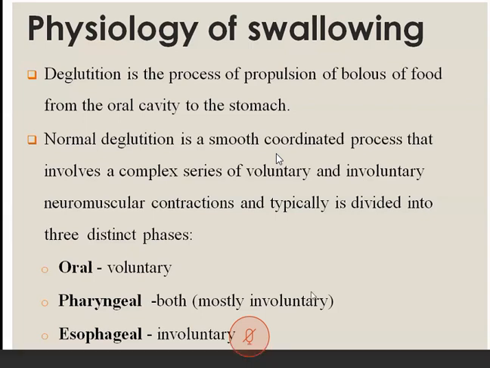What are the three phases? One is oral, which is a voluntary phase. Pharyngeal, both are present, but mostly it is involuntary. Oesophageal is totally involuntary.